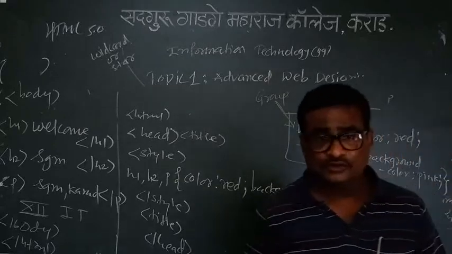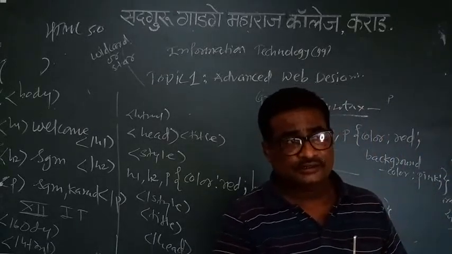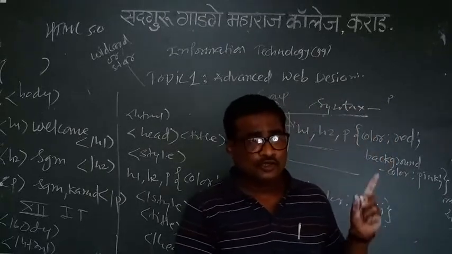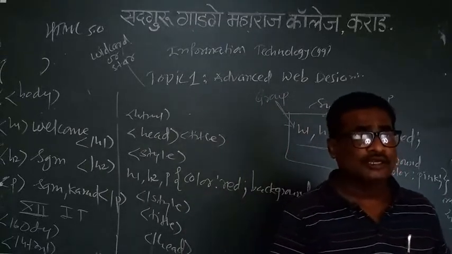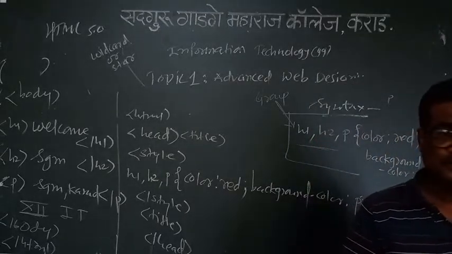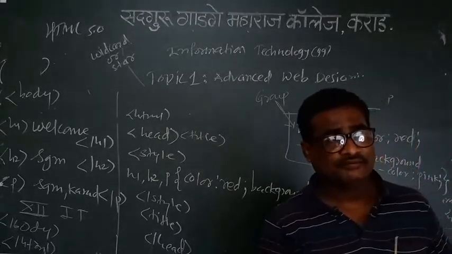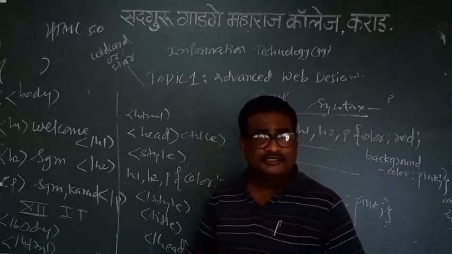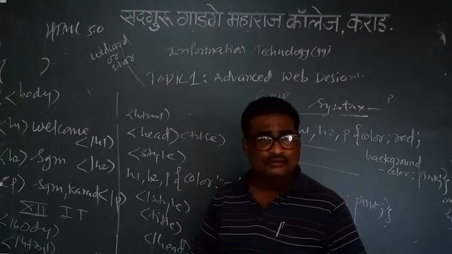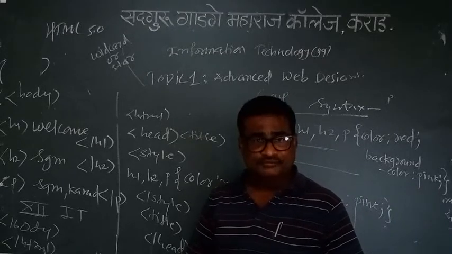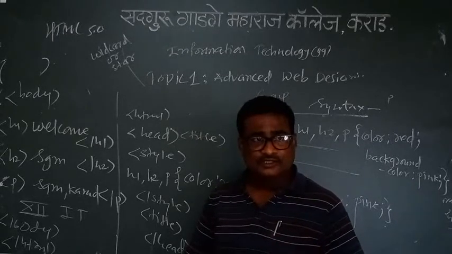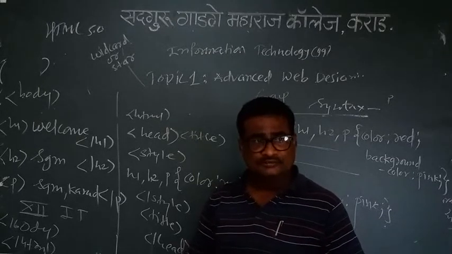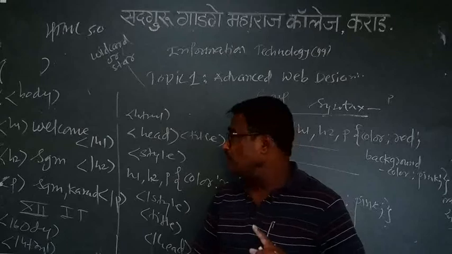In this lecture we have studied four selectors, that is the ID, class, universal and grouping. ID selector starts with the hash symbol and then the ID name. Class starts with a period or dot symbol, then the class name.